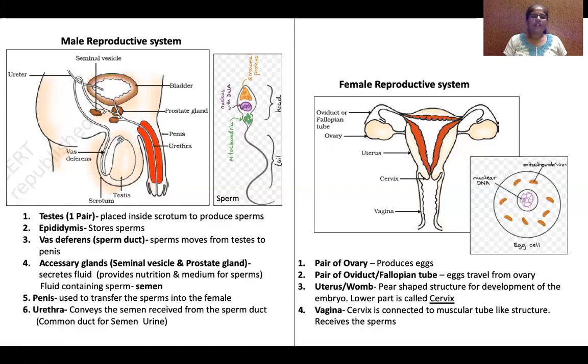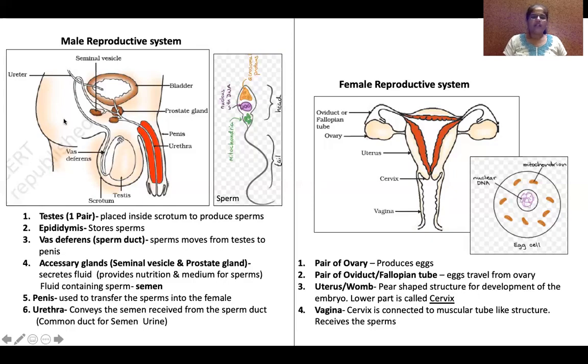Since sperm production requires a lower temperature, this entire scrotum will be at a lower temperature, at least 5 degrees lower than the body temperature, because sperm should be stored at a lower temperature to stay alive.